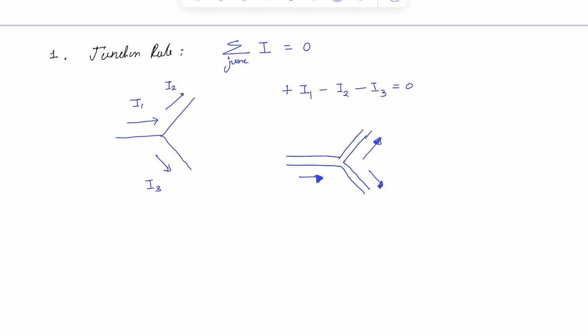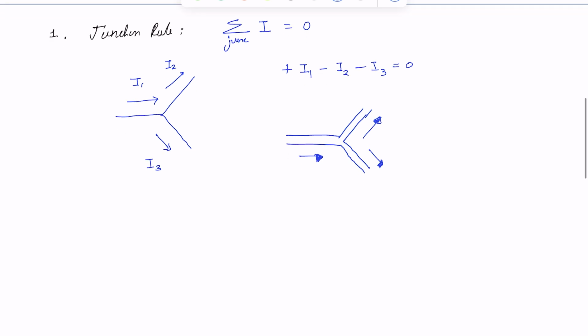So whenever you look at a circuit and there is in a node there is some current coming in and there are some other currents going out, you should recall that there's a mechanical analog of this, and that is the amount of water per second coming in should be equal to the sum of the amount of water leaving in this case. So that's what junction rule is.